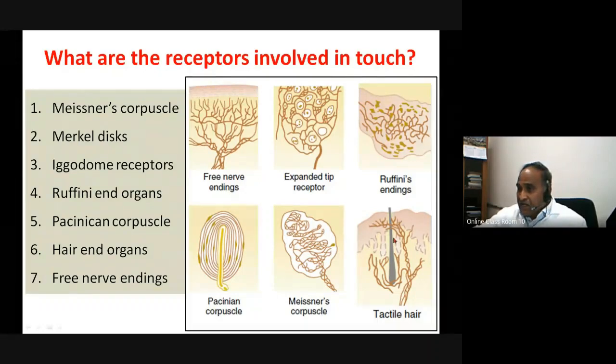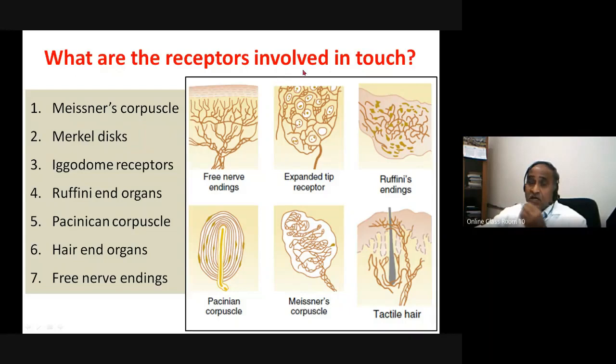The hair end organs. So you have this hair follicle. These nerve fibers entwine the hair, so that they will use the hair as a post to get the leverage and mechanical advantage. And the free nerve endings.